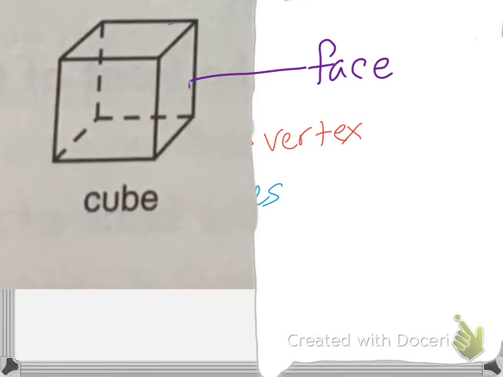Cubes have a total of 6 faces on them. 1 for the bottom, a second for the top, 3 is the right side, 4 the left side, and 5 is the front of the cube, and 6 at the back of the cube. So cubes have 6 faces.